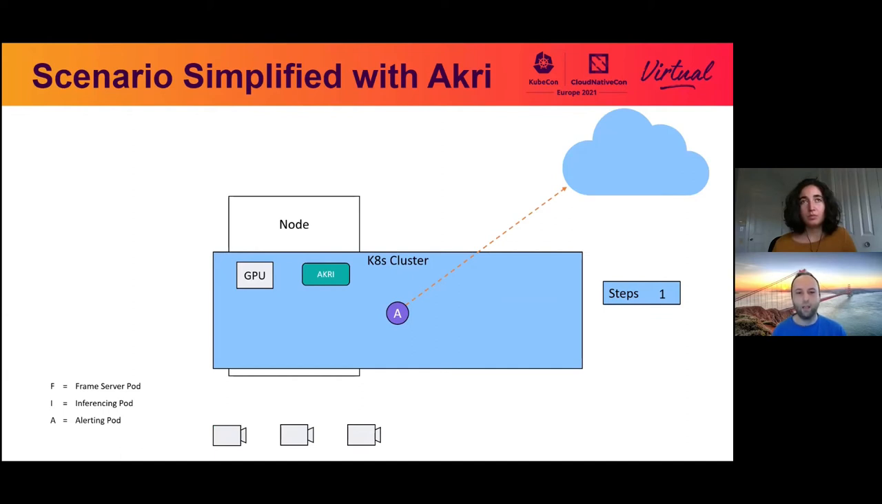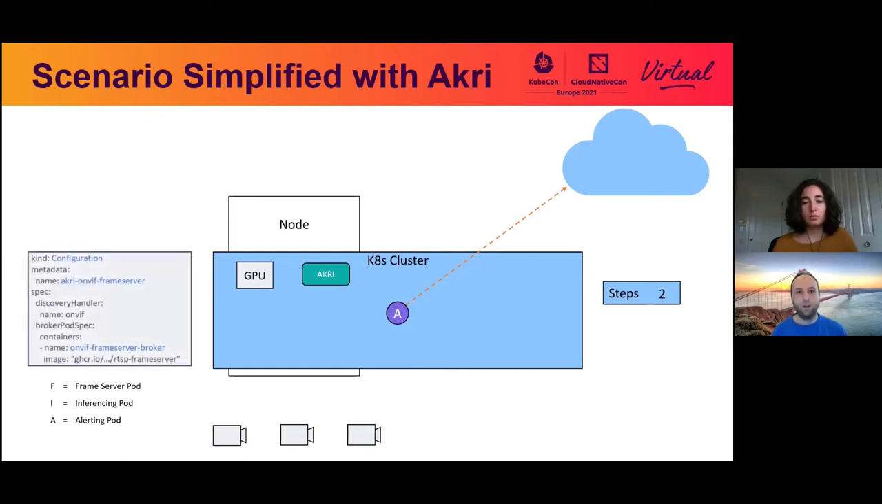So with Akri in place, instead of manually deploying the frame server pods, we'll deploy an Akri configuration. This is a custom resource which allows you to declaratively state what are the devices you want to expose into your cluster. It's composed of two main pieces. So first, we request a discovery handler. We are using here ONVIF to discover IP cameras. In practice, there would be additional configurations such as filters.